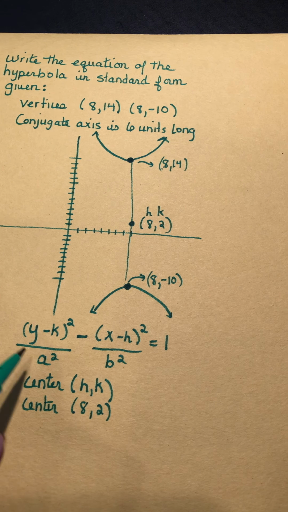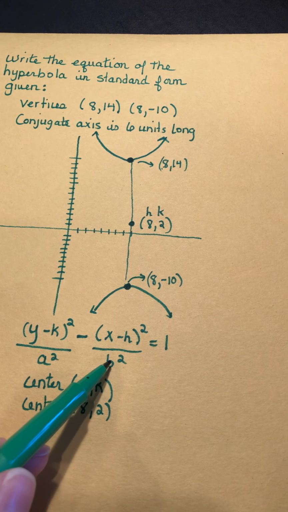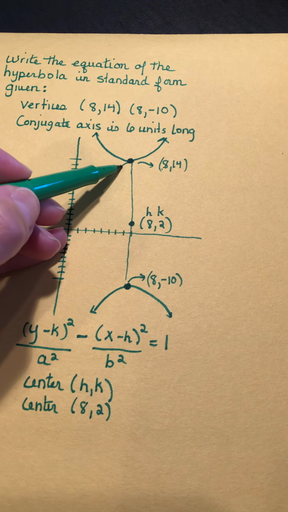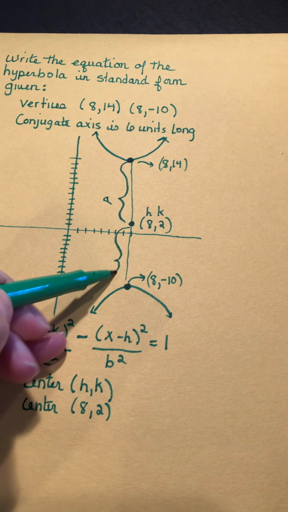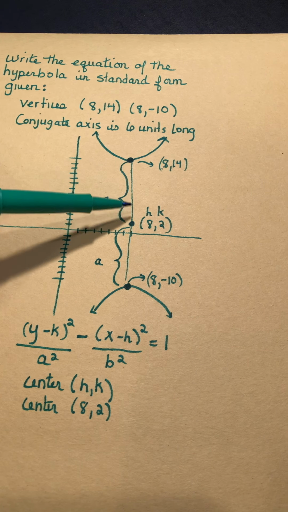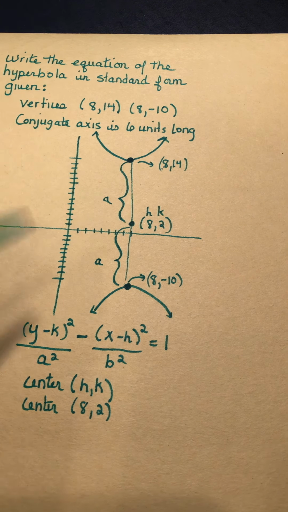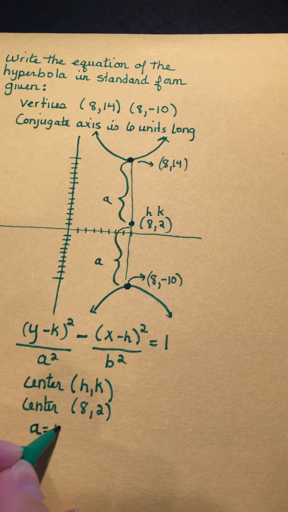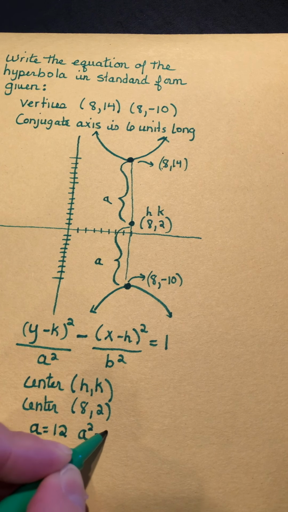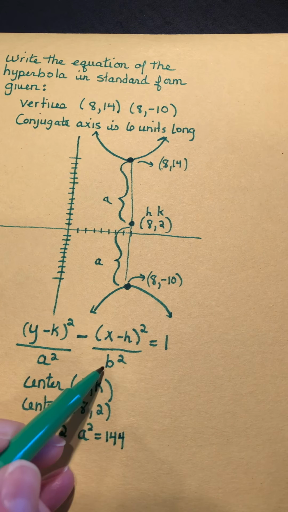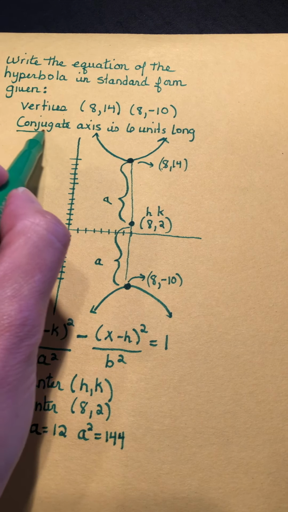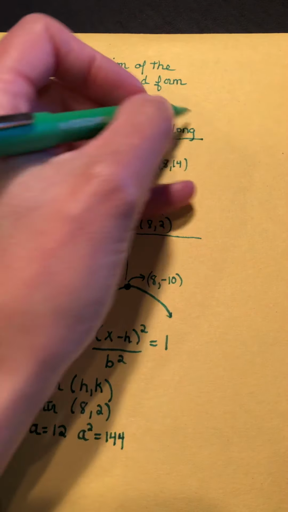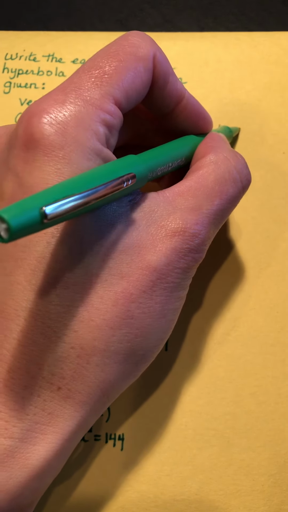Now, all that remains is that I need my a squared and my b squared. Remember that a is the distance between the center and a vertex. I can physically see the distance here is 12. So if a is 12, I know that a squared is going to be 144. What about b? b refers to the co-vertices, which lie on the conjugate axis. And this is my clue about b. If the conjugate axis is 6 units long, that means b itself must be 3 units long.